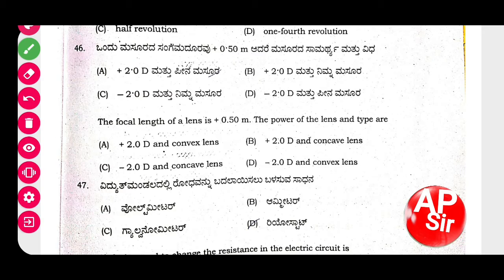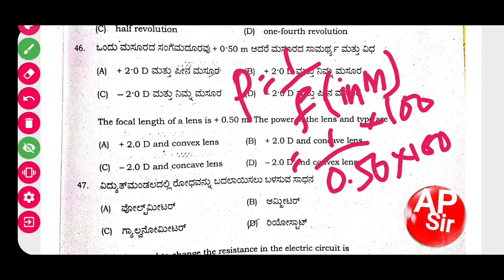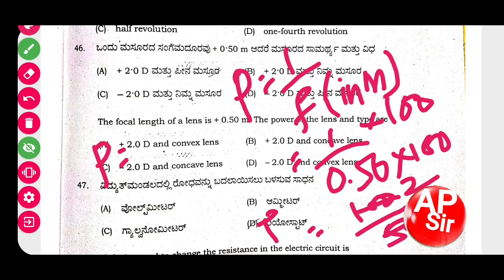The focal length of a lens is plus 0.50 meter. The power of the lens and the type is asked. We have learned the power formula, that is P is equal to 1 by F, where F must be in meters. They have already given it in meters. 0.50, convert this, so I'll take 100 by 50, I got P is equal to plus 2 D. Diopter is the unit of power.